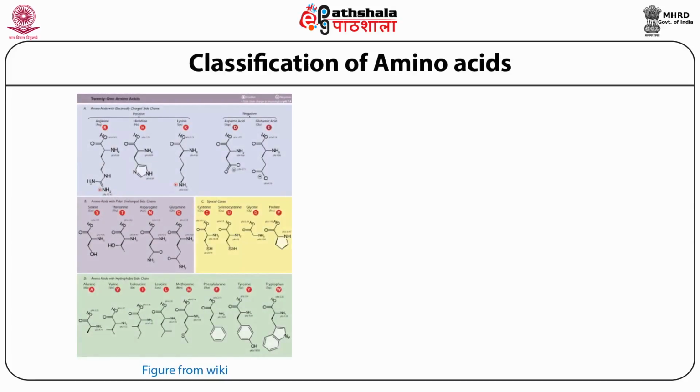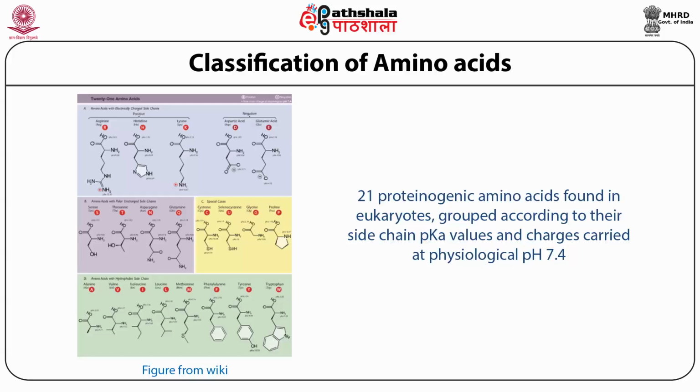We show in this figure the classification of amino acids based on pH levels. The 21 proteogenic amino acids, that is, those which are normally found in eukaryotic proteins, can be grouped according to their side chain pK values and charges carried at physiological pH 7.4. We show different groups here.